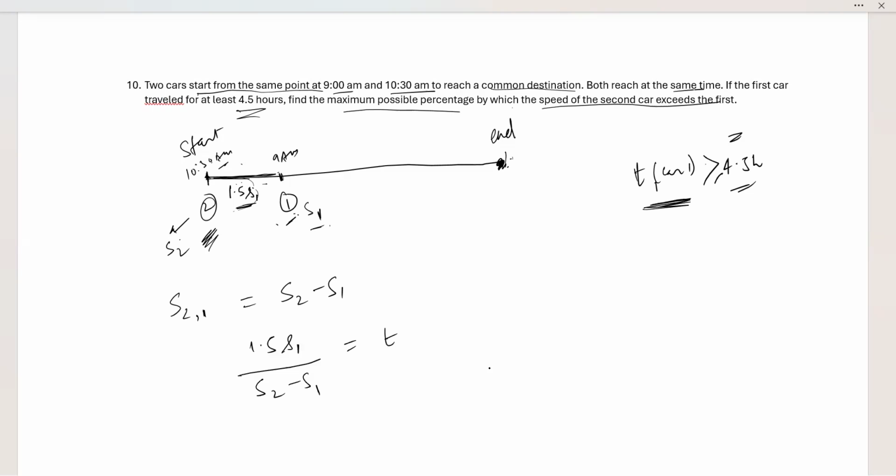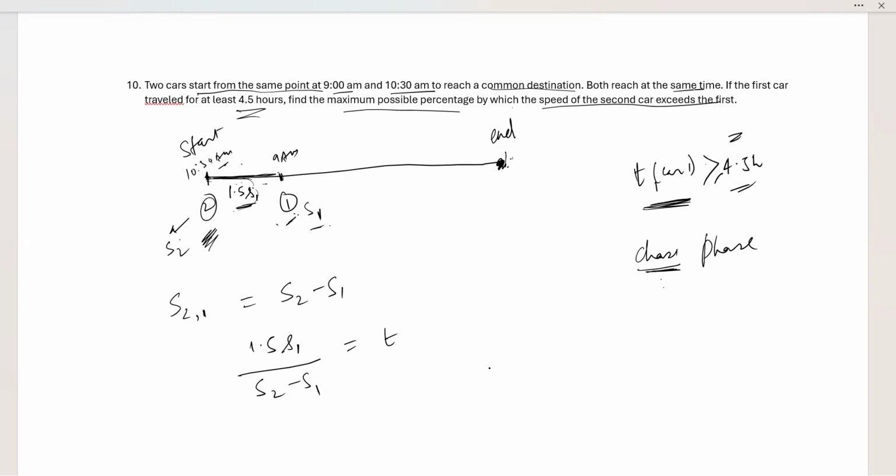Okay. Now, using this condition, what it is trying to say is this car one has traveled for at least 4.5 hours. So from the starting point, from 9 a.m., it has traveled for at least 4.5 hours. Out of that, car one had already traveled 1.5 hours till 10:30. So I'm using this chase phase when it's after 10:30, when they are both moving. I'm calling this phase of the entire question the chase phase. Car two is chasing car one.